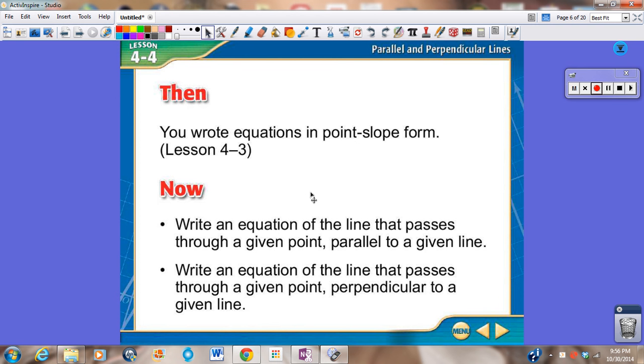Alright, so what we did in the previous lesson is we wrote equations in point slope form. So now what we're going to be doing is writing an equation of a line that passes through a given point parallel to a given line, and then writing an equation of the line that passes through a given point perpendicular to a given line. So let's go ahead and get started.